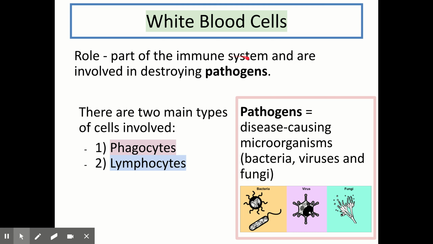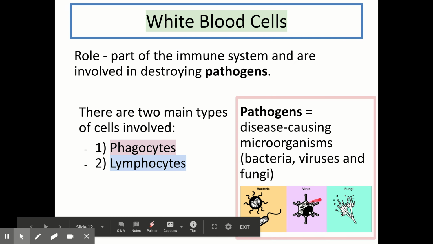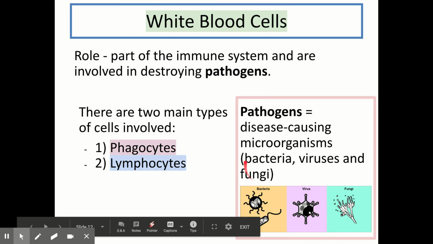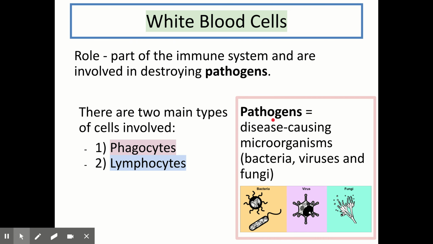Now, you should definitely always use this word pathogens when talking about white blood cells, and you must know the definition. So a pathogen is a disease-causing microorganism. Microorganism means they are microscopic or very small. There are three categories of disease-causing microorganisms that they fall into. So these are bacteria, viruses, and fungi. So white blood cells are part of the immune system and destroy any disease-causing bacteria, viruses, or fungi that get in, and these are referred to as pathogens.